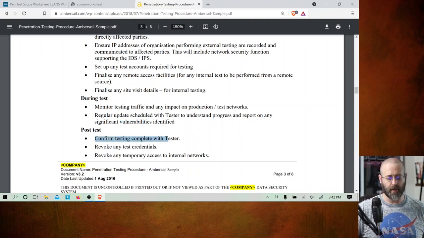And then, of course, after the test is over, post-test, confirm testing was complete, revoke any credentials, and revoke any temporary internet access. Don't forget to do some cleanup. So if you drop tools and things of that nature, that you're removing all that, basically returning their environment back to the state in which you found it, at least as close to as possible.